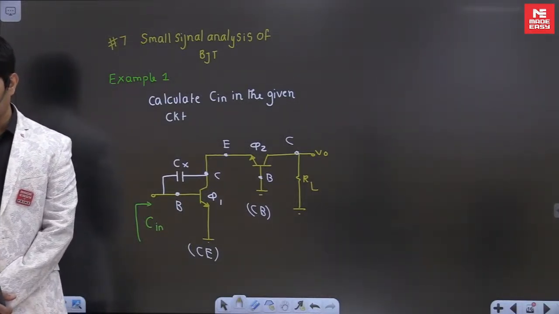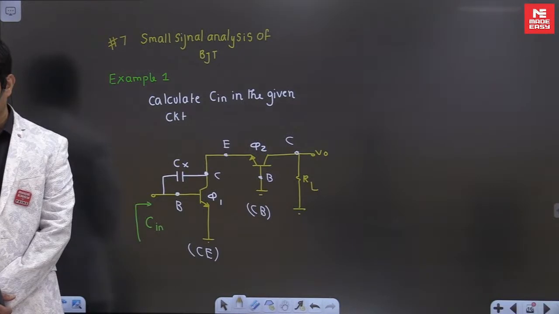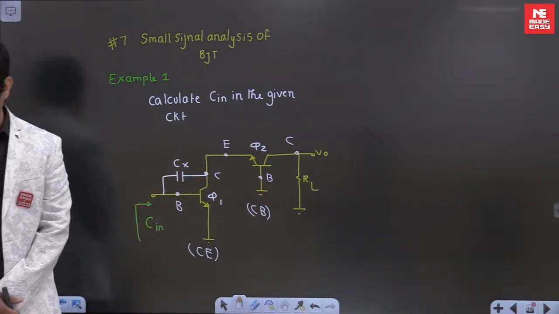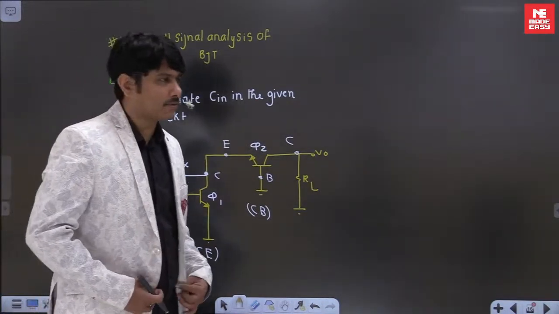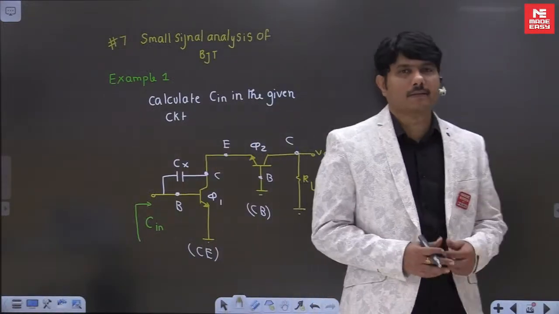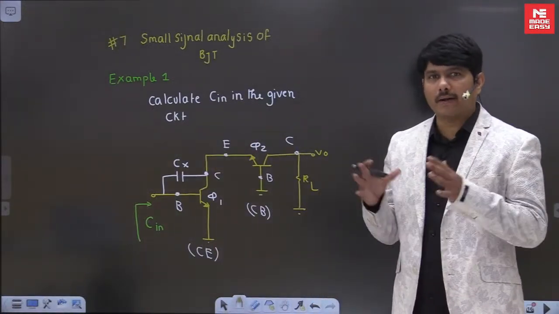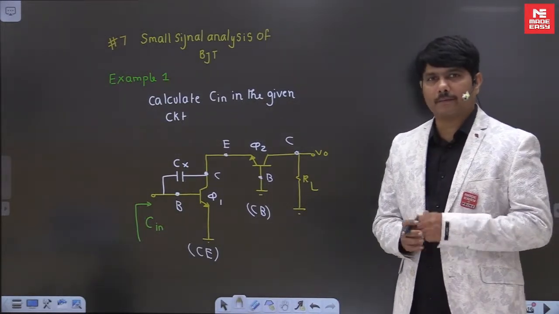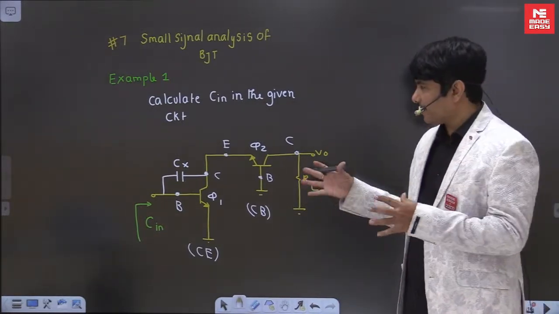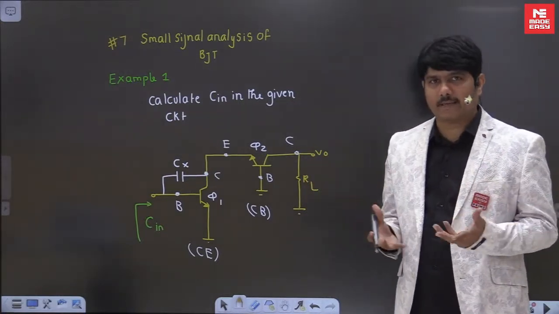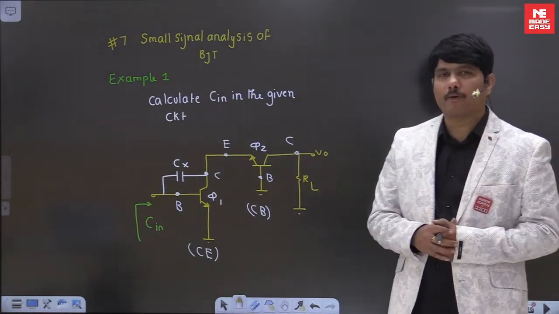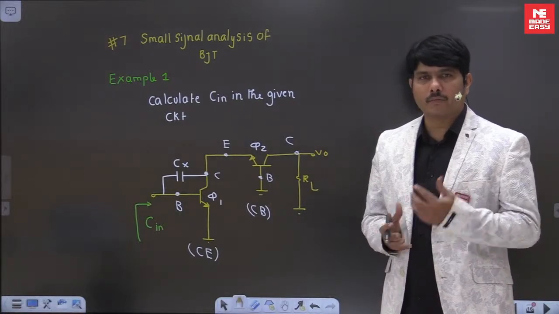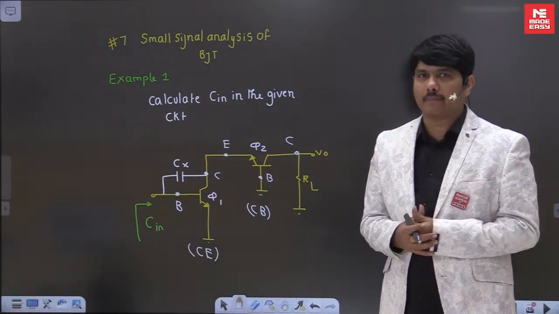Okay, CE and CB. Yes, Rajput has said it's a cascode, sir. Very good. It's a cascode system, one of the most popular circuits in analog electronics. It's a wideband amplifier, we say. It will have good gain and good bandwidth. Any two transistors you connect, we say cascade. But these circuits are popularly called cascode systems.